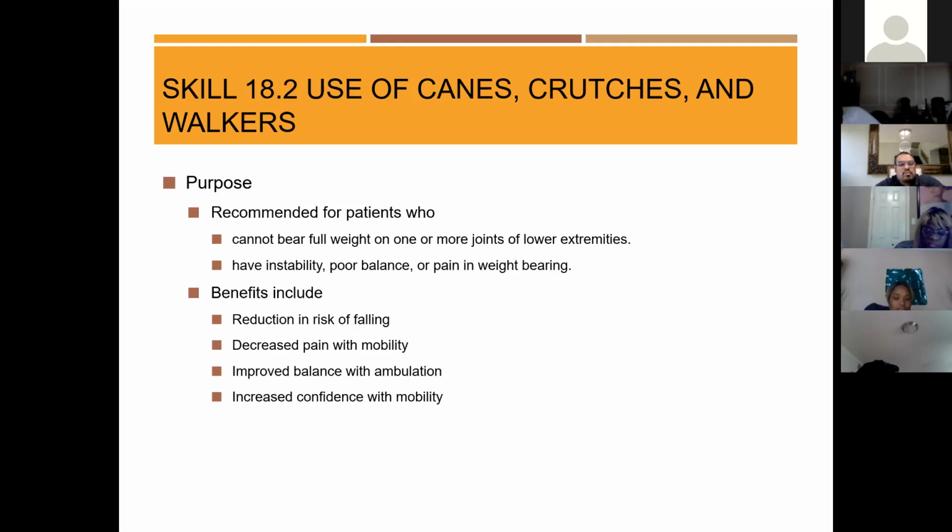Anyways. So anybody who can't bear full weight on one or more of their joints or their extremities is who's going to be using a cane, a crutch, or a walker, right? If they're not stable, if they need that extra stability from using a walker or a cane, then they're going to use it. If they have pain when they're weight bearing, or if their balance is terrible, okay? We want to use these because we want to help reduce the risk of our patients falling. If we can help it, we don't want them to fall, right?